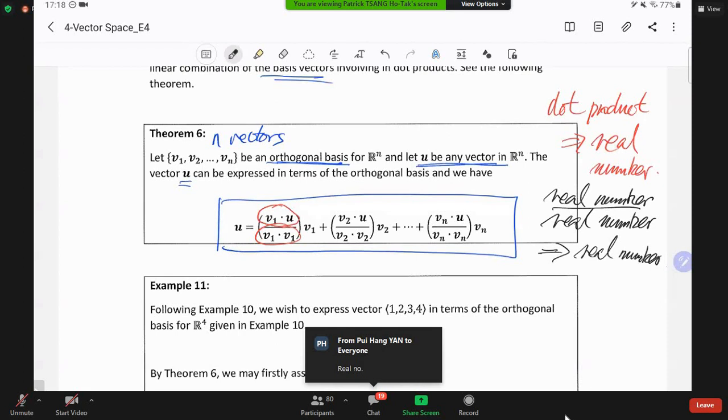Secondly, I want to ask you, do you need to worry about the denominator being 0? Let me repeat my question. In other words, that means v1.v1 or v2.v2 until the last one, vn.vn. Do you need to worry about the dot product being 0? Because some real number divided by 0 would of course be undefined, or problematic. But let me ask you a question: do we need to worry about this situation?